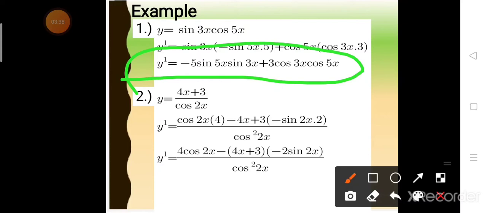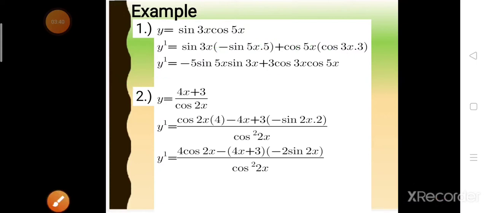Take note that in this solution we are just following the trigonometric rules. That's why it is very important to familiarize or memorize the following rules.